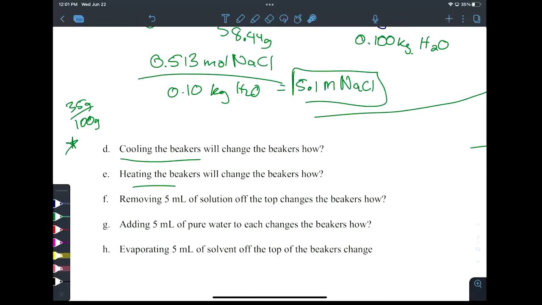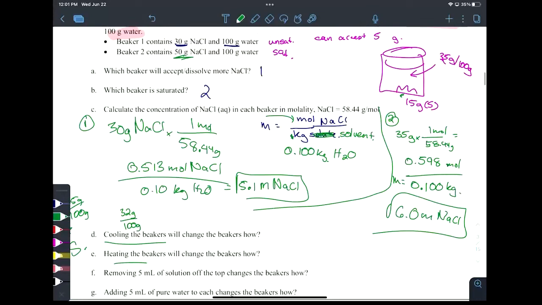Okay, all right, so let's do these things. Cooling the beaker, heating the beaker, we actually change that solubility number. So if we cool the beaker a little bit, is the solubility, the ability for water to dissolve salt, going to go up or down? It's going to go down, yes. So let's pretend we cool the beaker and it goes down to 32 grams per 100 grams. Do the beakers change? Let's just say the solubility goes down a little bit. Does beaker 1 change? No, because the max solubility is still above what's in it.